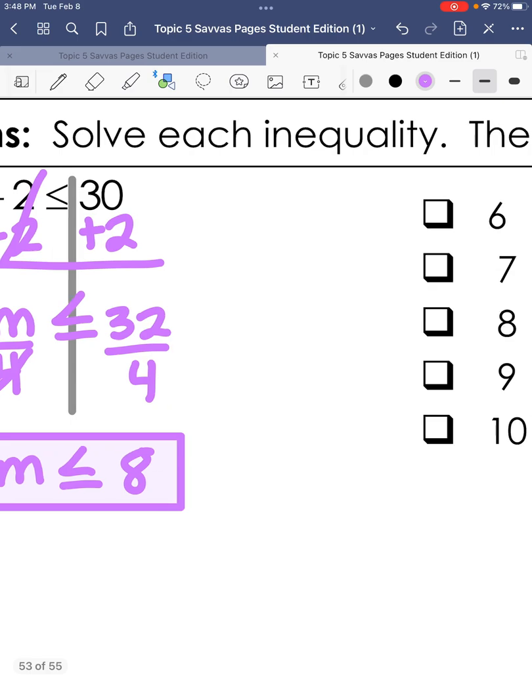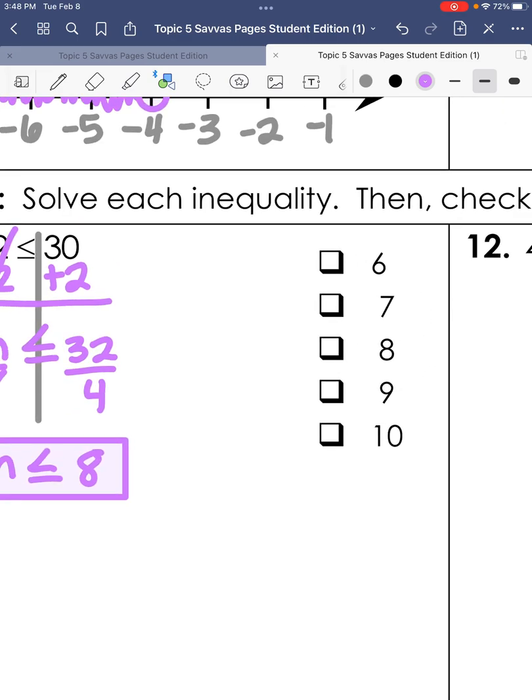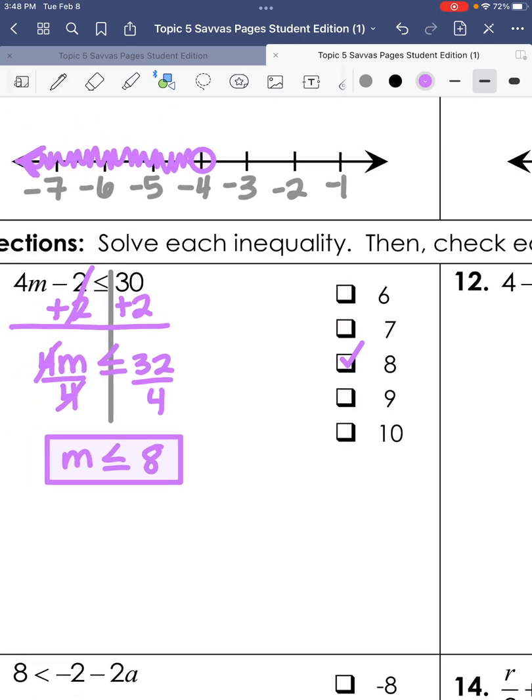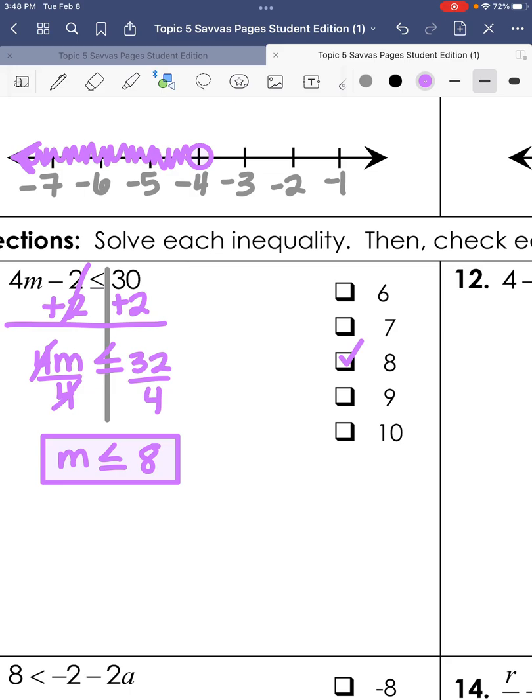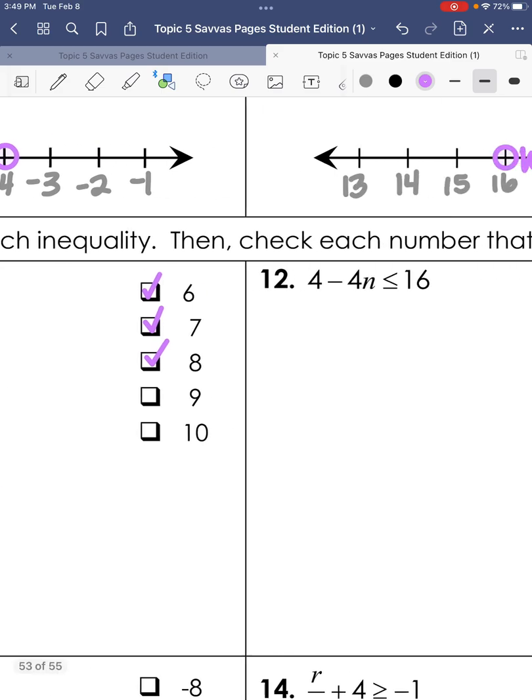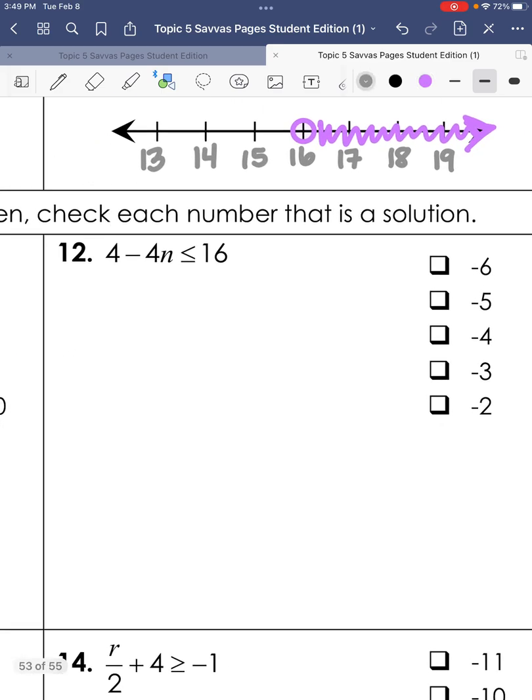So now let's look at our options over here. What are solutions? Well, 8 is a solution because m is less than or equal to 8, right? Well, what are the numbers that are smaller than 8? 7 and 6. So those three are solutions. 9 and 10 are not solutions because they are numbers that are bigger than 8. Okay, moving on to number 12.